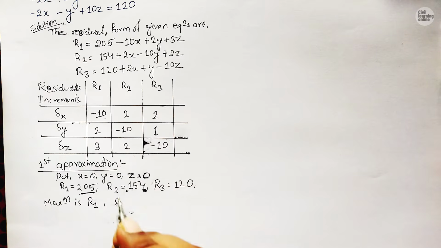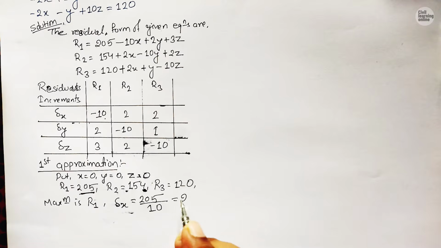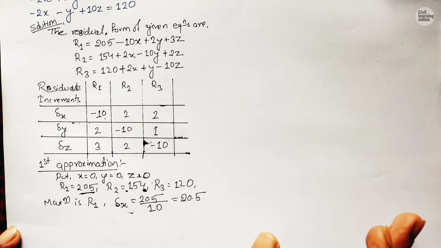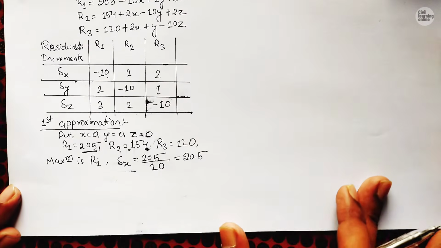So we have maximum r1, and in the r1 column the maximum value is 10, and corresponding to 10 is del x. So del x equals r1, which is 205 positive, divided by 10, and we take the positive sign. 205 divided by 10 gives 20.5, that is our del x. Now let's do the second approximation.